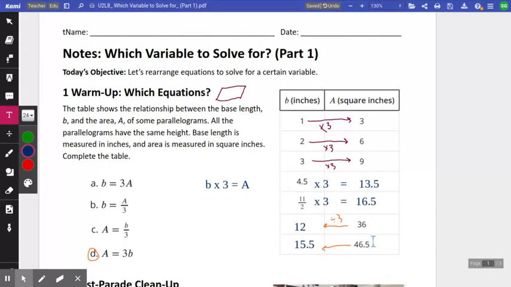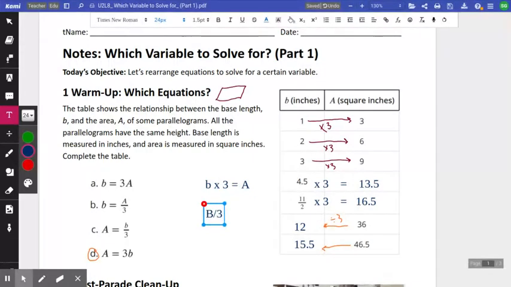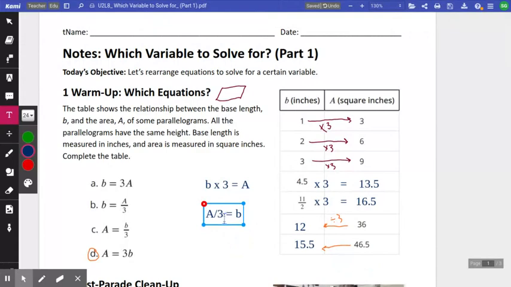What were we doing for these last 2 rows? In these last 2 rows, we were taking our area, that last column there, and dividing it by 3 to get our base. Now, I've written it like that. Do you see another equation over here in these 4 options that says the same thing as A divided by 3 equals B?